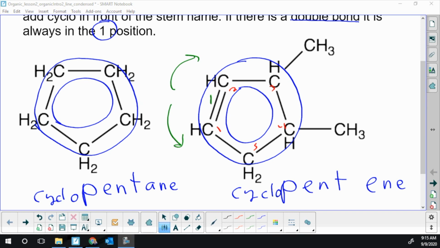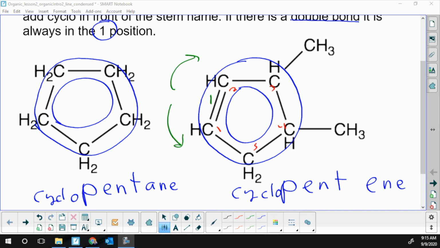Okay, sorry, we'll hopefully get through this. So I've got to decide which way I want to go. I pick this way first, 1, 2, 3, 4, 5. So I'm getting to the first branch on 3. If I go the other way, I'm not going to write this down because it's actually the wrong way. I'd have to start on this side, 1, 2, 3, 4 to get to the first alkyl group.